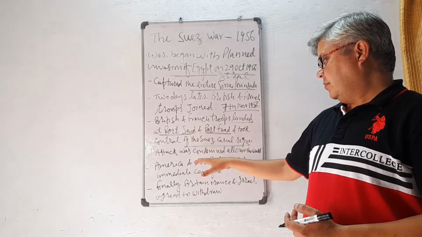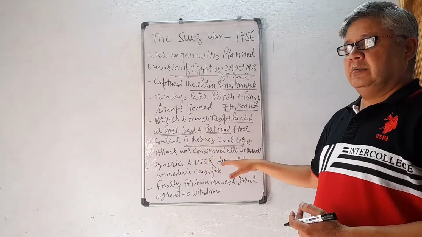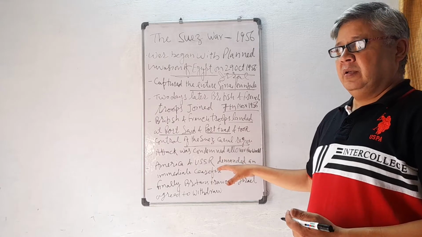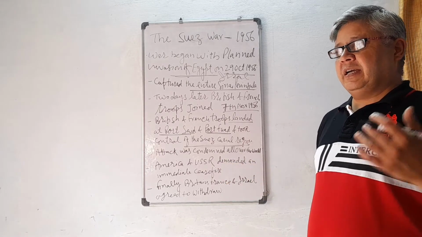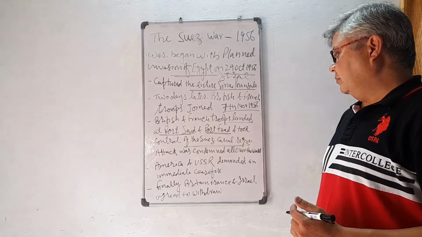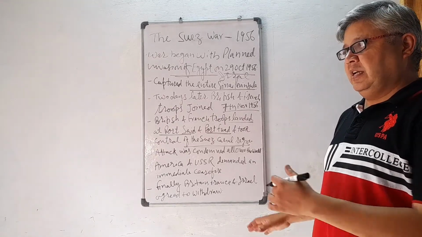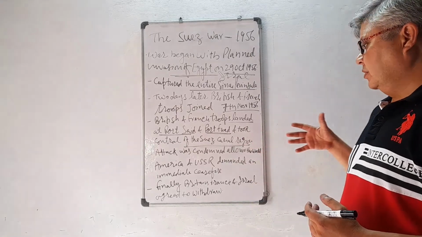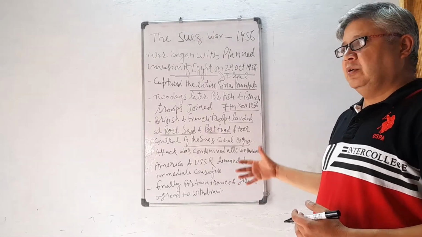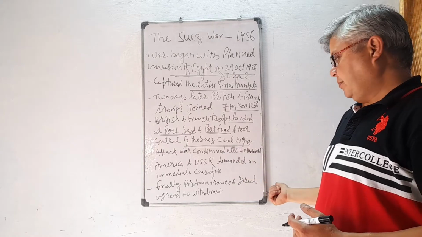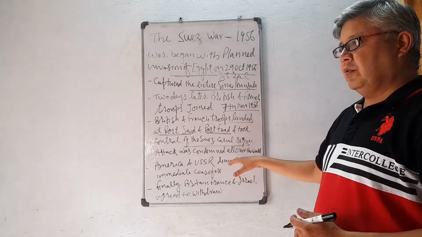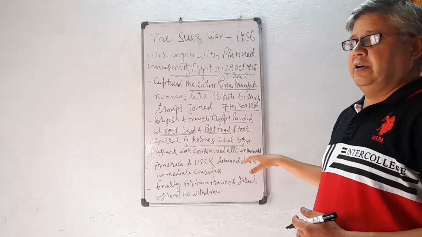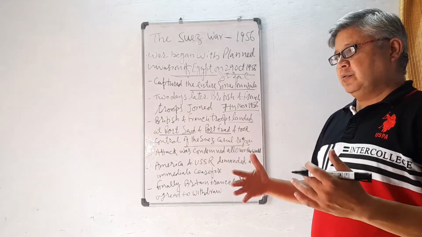So this whole attack was seen by the world community as major aggression by Britain and France as well as Israel, to crush Egypt and to topple Abdel Nasser. So it was condemned by all the countries of the world. India also condemned this attack.